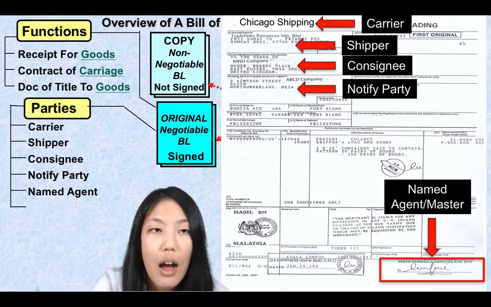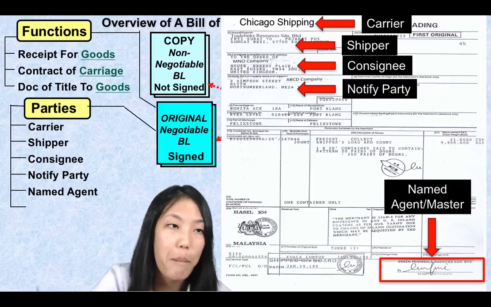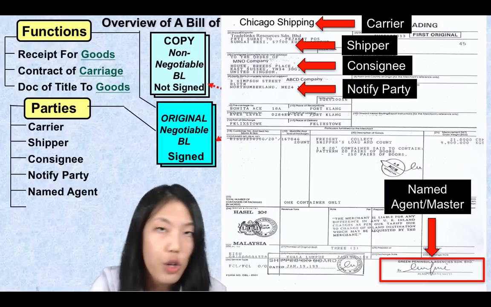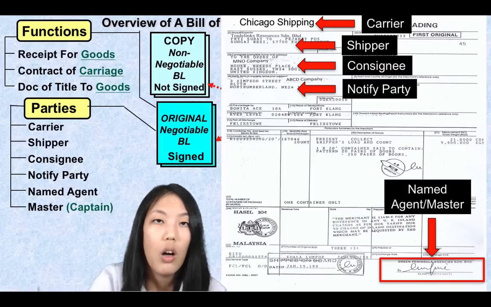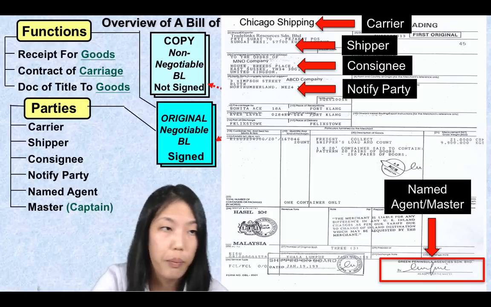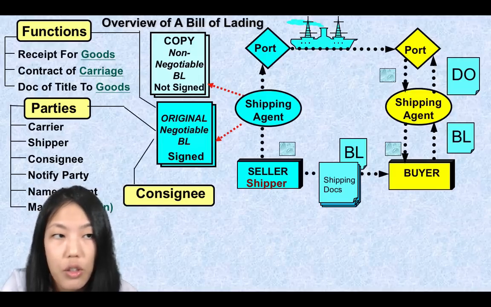Named agent: a licensed agent in a port who transacts the ship's business, such as insurance or documentation for the owner carrier. Master, also known as the captain of the ship. Now we will look at to whom the bill of lading can be consigned to.